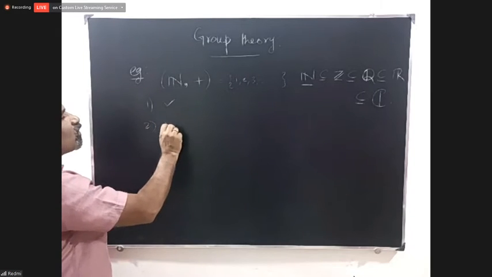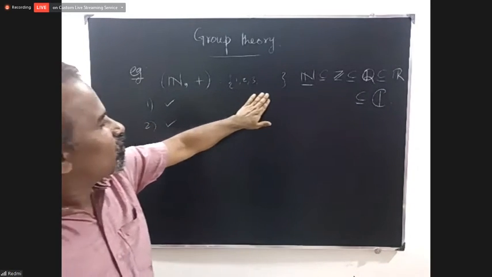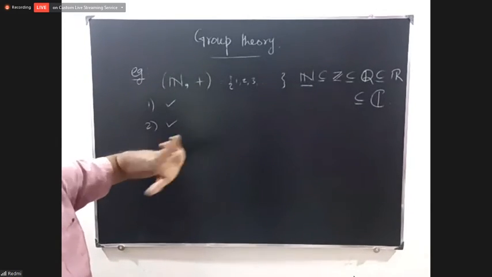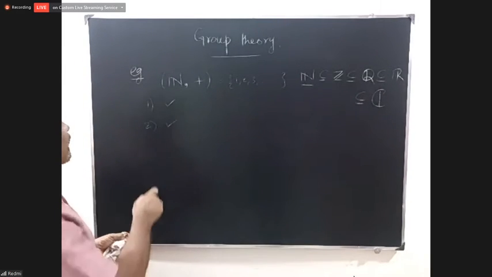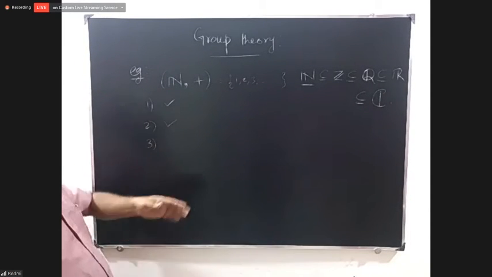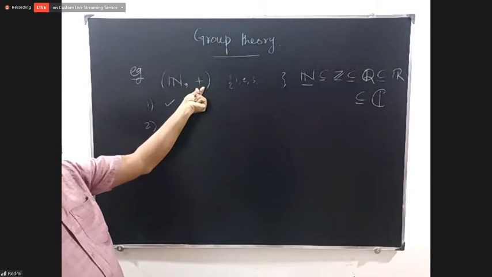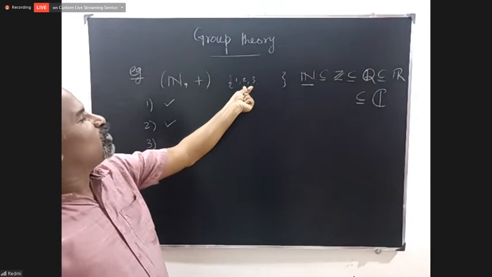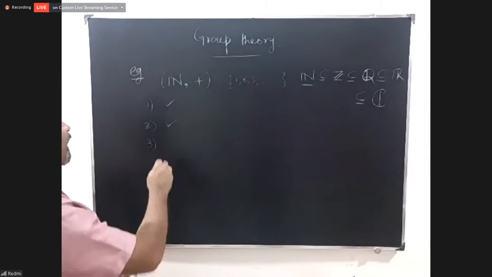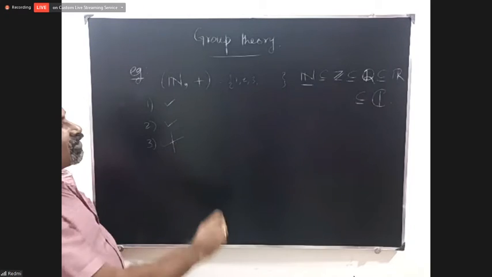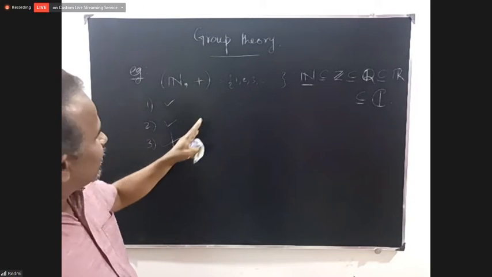Associativity also will definitely be satisfied. Already I said, for any set over the real numbers, associativity is automatically satisfied. No need to check. The third thing is existence of identity. With respect to plus, we have to check whether 0 is there or not. Here 0 is not there, therefore identity is not there.